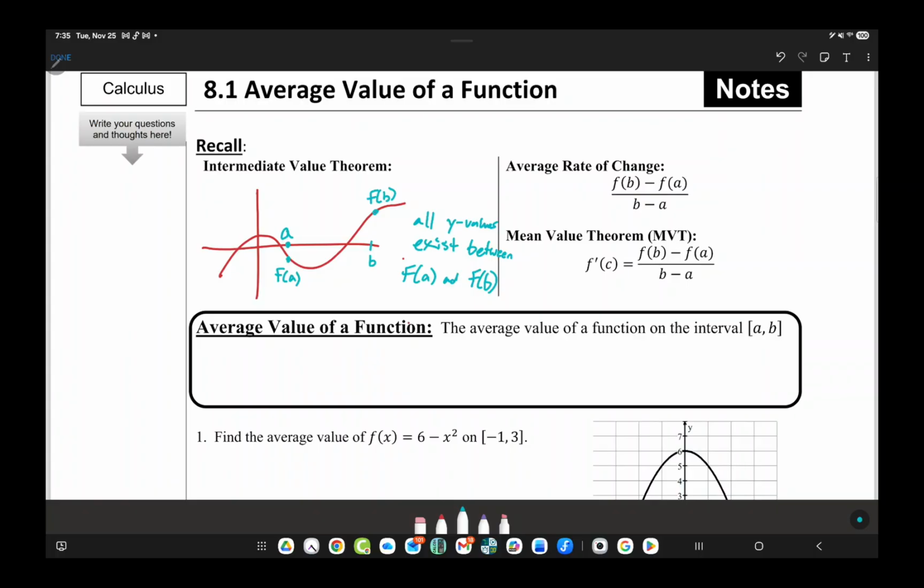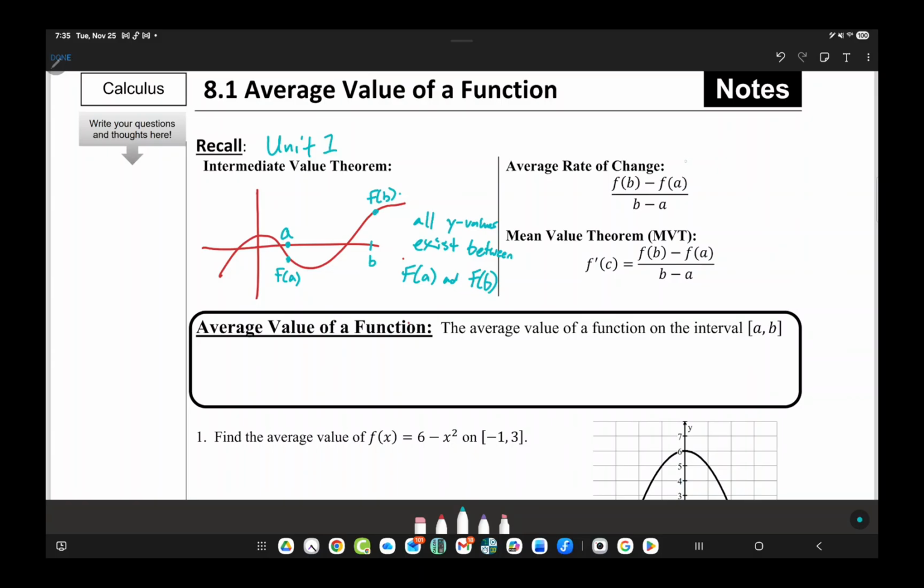If we have a continuous function, then all y values must exist between f of a and f of b. Anywhere outside the bounds don't technically have to exist, but anything between those two must exist. That was the intermediate value theorem. That, by the way, is unit 1.